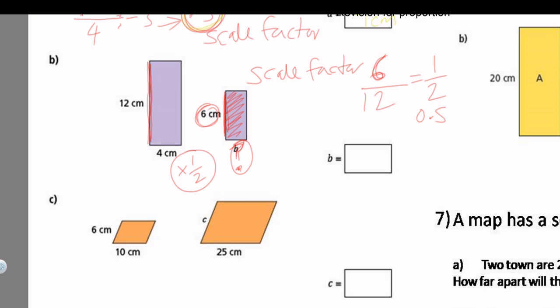Now we're going to work out the missing side. 4 multiplied by the scale factor, half, 4 times half of 4 is 2 centimeters. So the missing side there is 2 centimeters. Right, another question.